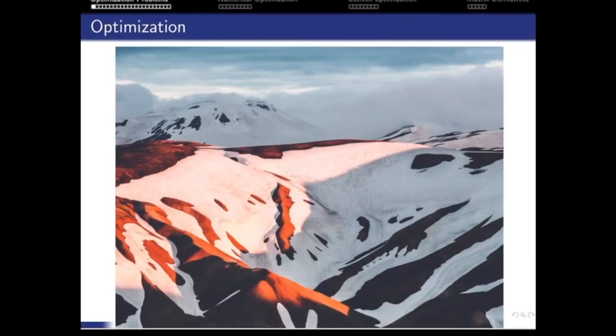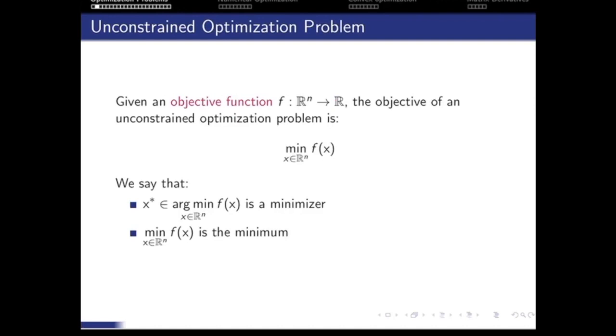So I have here this very generic picture of a mountain. You can imagine this like the landscape of your function, and you want to find the valley, basically. You are somewhere on the mountain and you just want to go down. That is mostly the objective of optimization. And the first optimization problem we discuss is the unconstrained optimization problem.